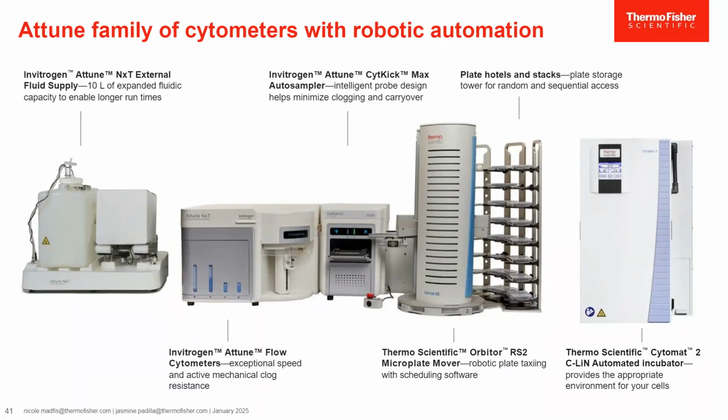The Attune family of flow cytometers also has robotic automation and accessories that enable long hours of continuous runtime. There is a CytPix Max auto sampler that can utilize 96 and 384 well plates. The orbiter can move plates to and from the storage towers.